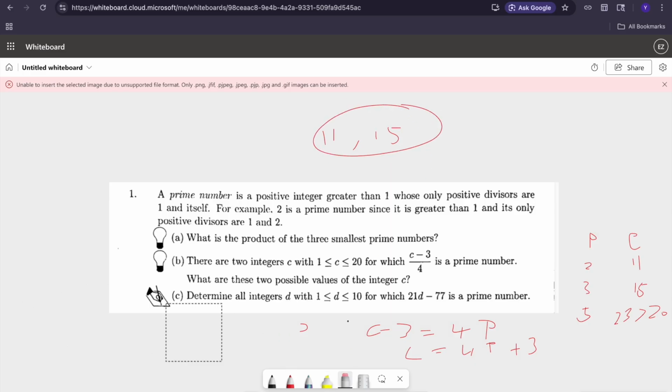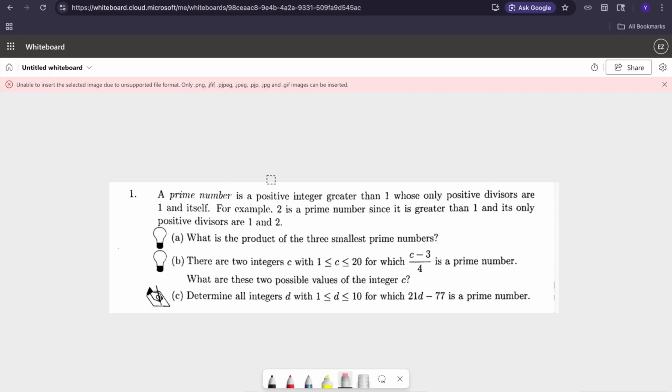Okay, last question. So determine all integers d with 1 less than or equal to d less than or equal to 10, for which 21d minus 77 is a prime number. Okay, first, as usual, we simplify the expression first to see what will happen. In most cases, we need to simplify.